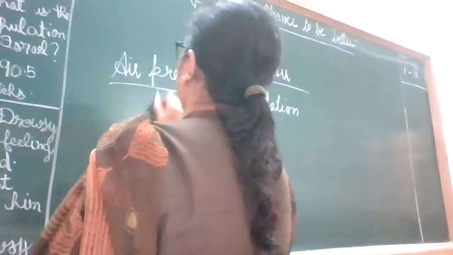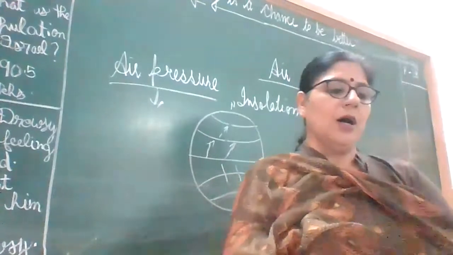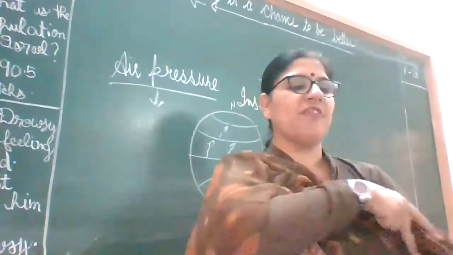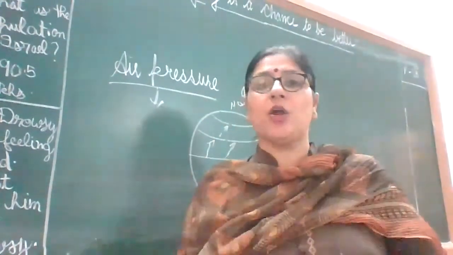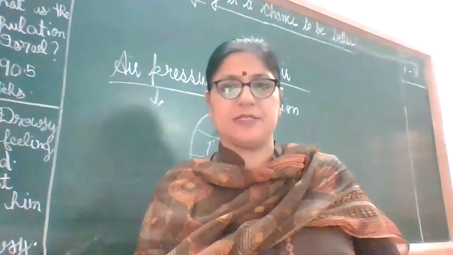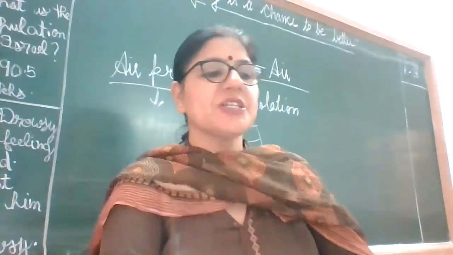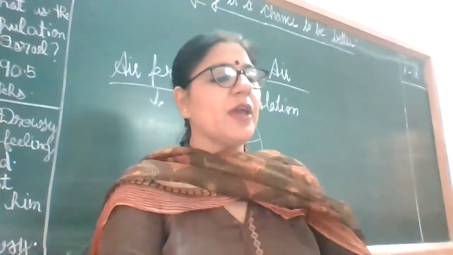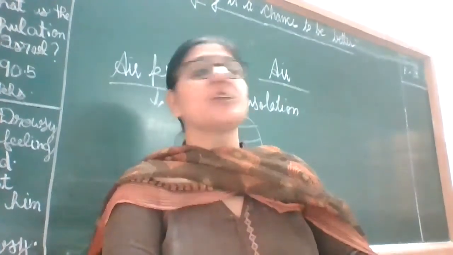एयर प्रेशर क्या है? अब देखिए एयर प्रेशर के लिए, it is defined as the pressure exerted by the weight of air on the earth's surface. Weight of air on the earth's surface. Air pressure is defined as the pressure exerted by the weight of air on the earth's surface. Earth surface पे ना weight pressure पड़ रहा है.